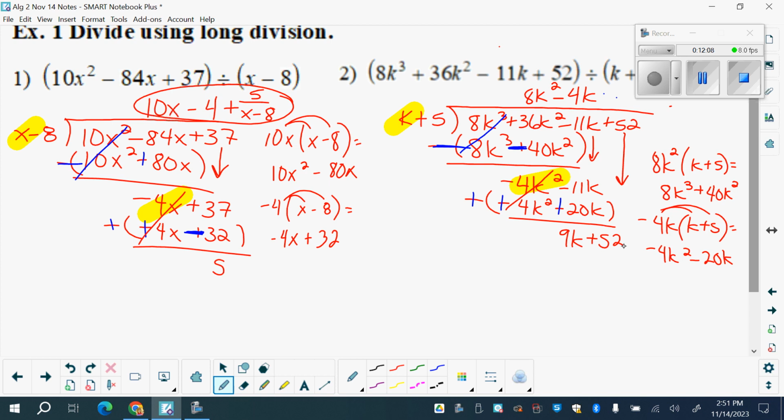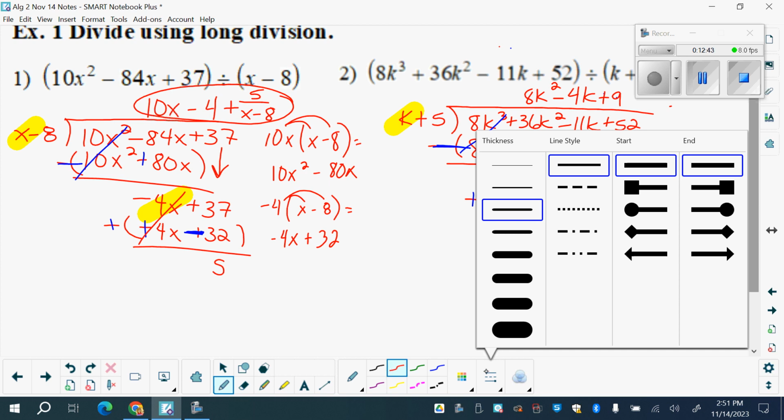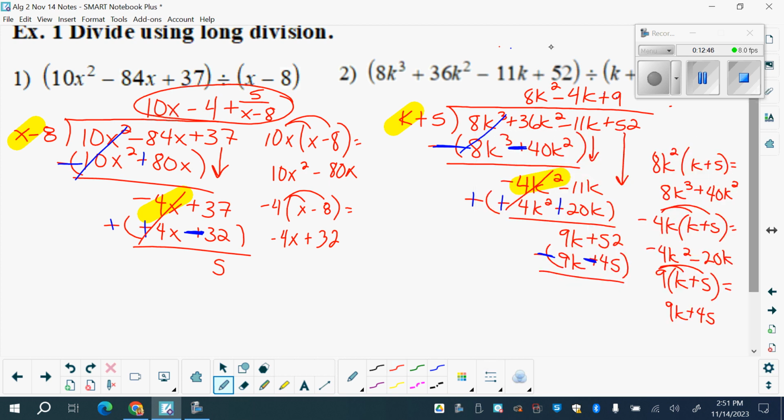So, what do I multiply k by to get 9k? 9. So plus 9. And so then I want to take 9 times k plus 5, and if you're doing this in your head, that's fine. 9k plus 45. I subtract it. And then, what do I get when I add those together?